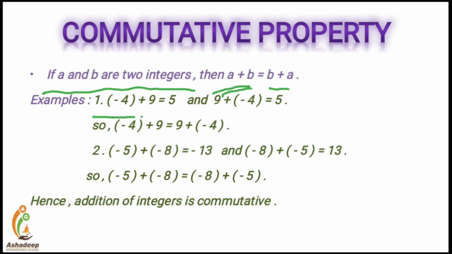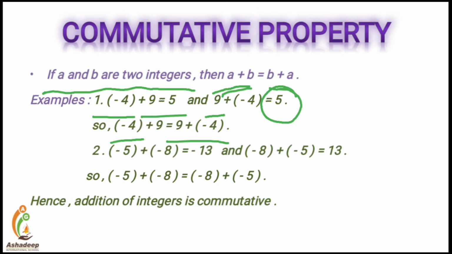So minus 4 plus 9 is equal to 5. Then I wrote 9 at first, then minus 4. Again plus minus becomes minus. And the answer is still 5. So we can say that minus 4 plus 9 is equal to 9 plus minus 4.